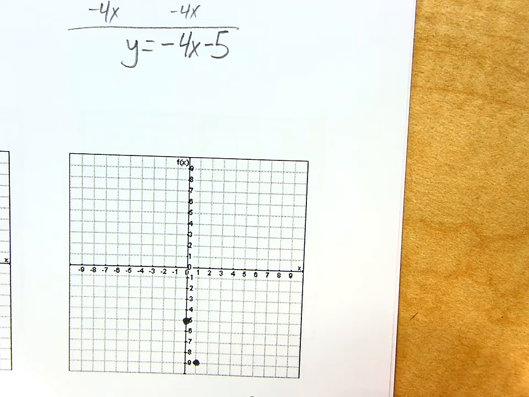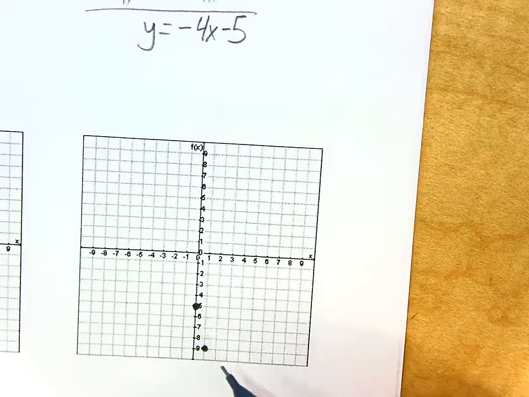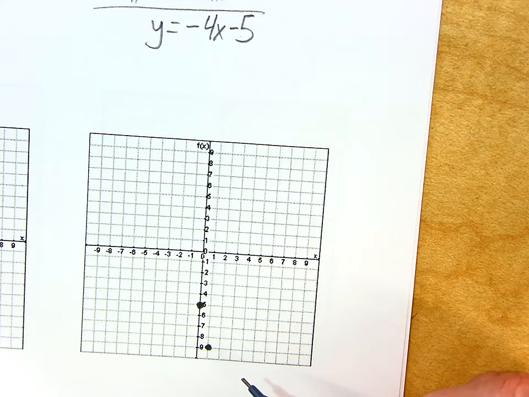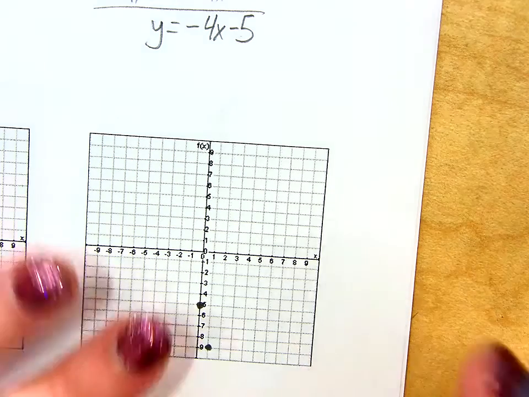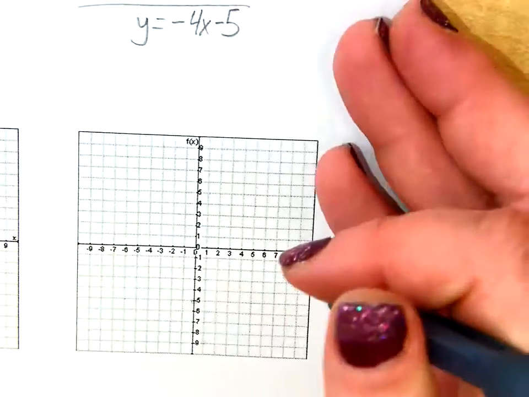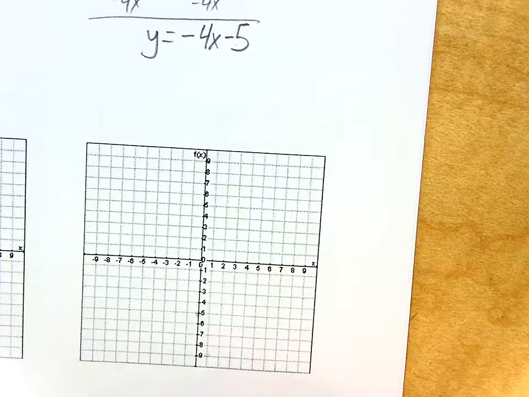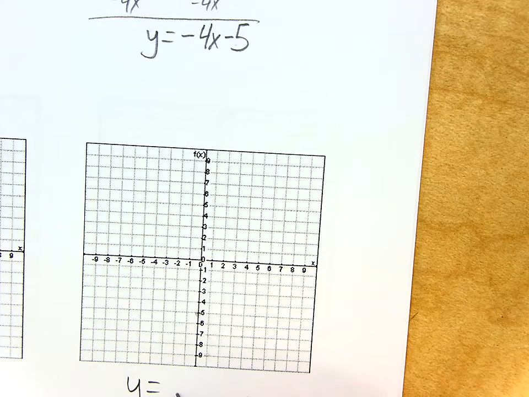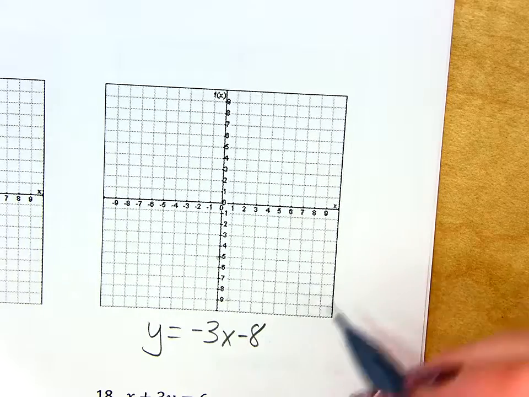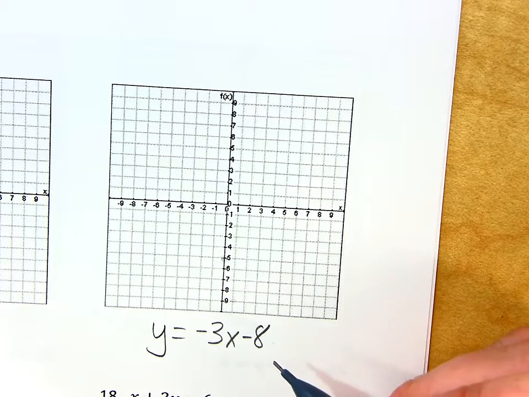Okay, actually, this might be a good time for me to talk to you about this part. I'm going to make up a new problem, if you don't mind. So you can graph this one if you want, but I want to give you this example. What if I was supposed to graph y equals negative 3x minus 8? Let's say I was supposed to graph that, right?